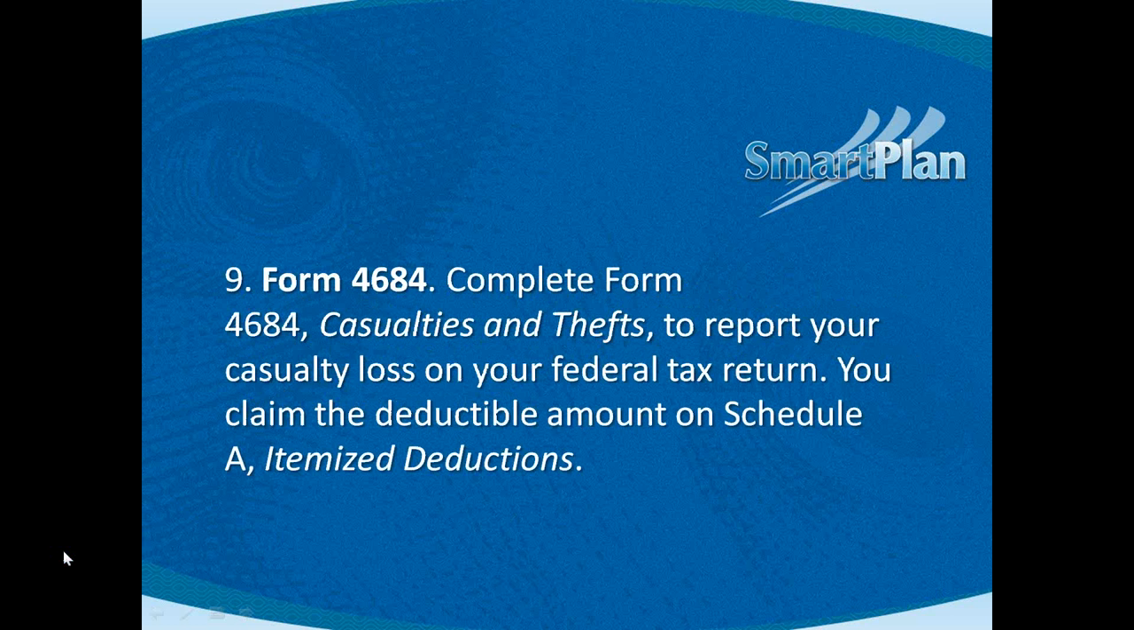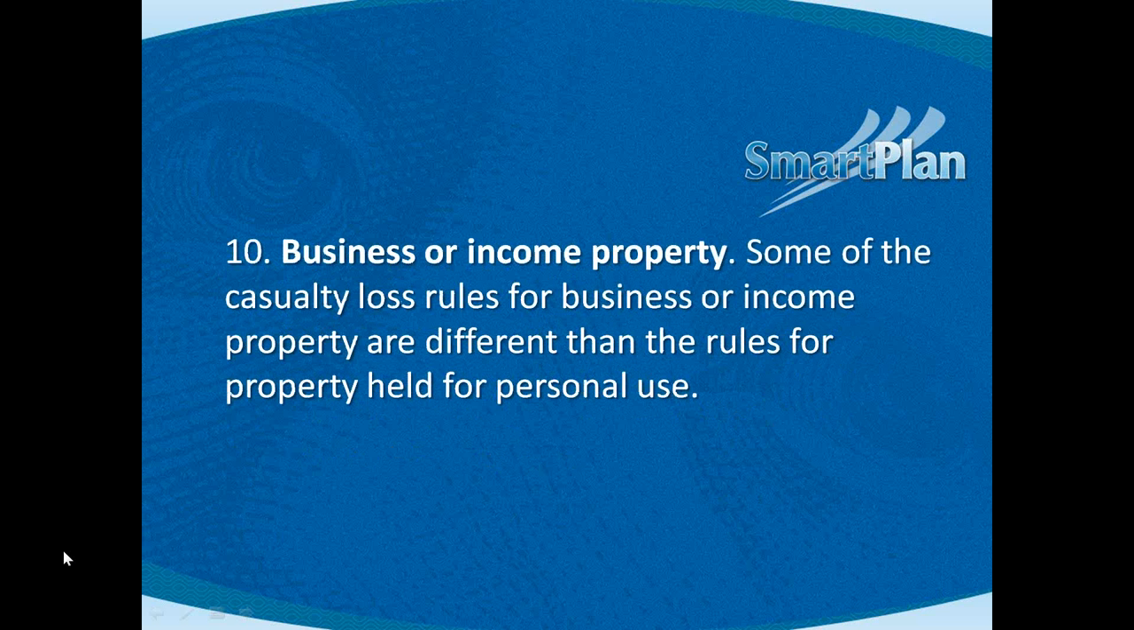What form do you use? Form 4684. Just attach it to your 1040. Just follow through the schedule. Business or income property is different. Some of the casualty loss rules for business or income property are different than the rules for property held for personal use.